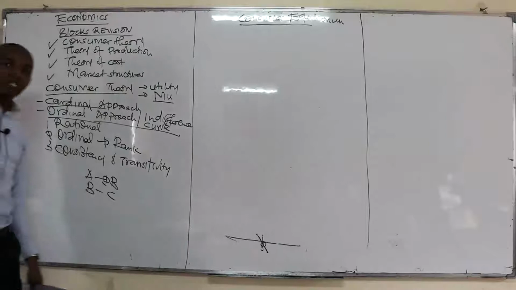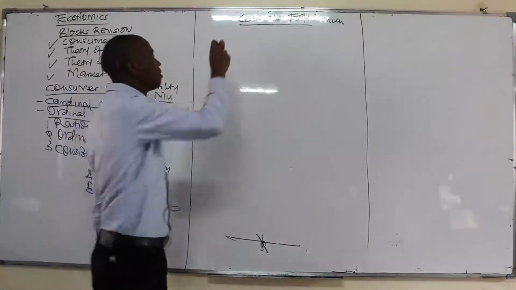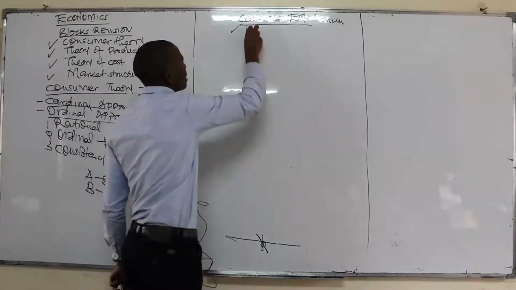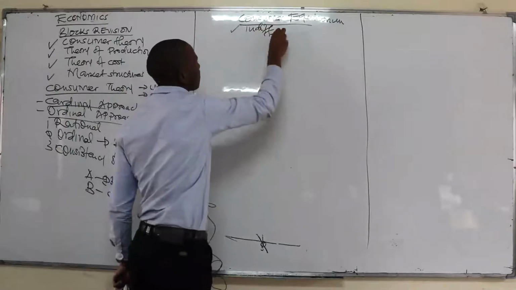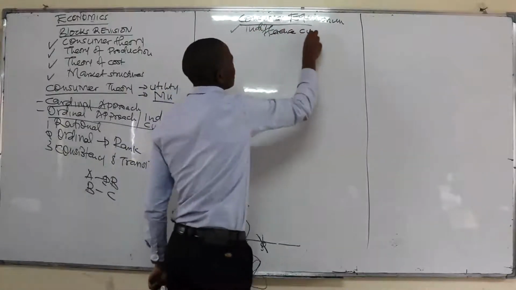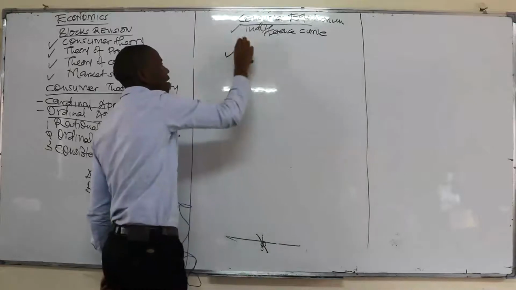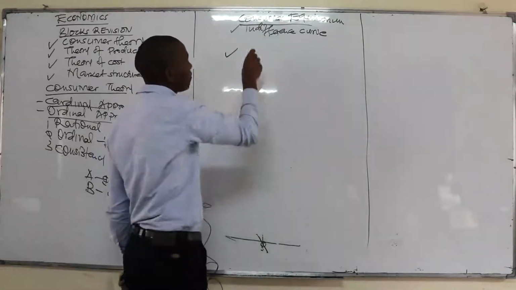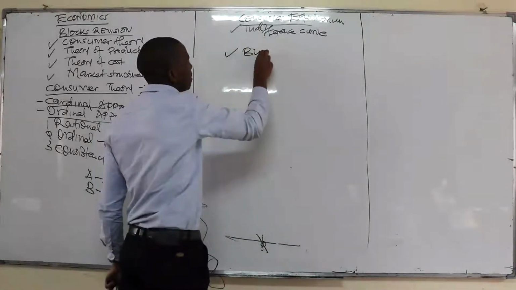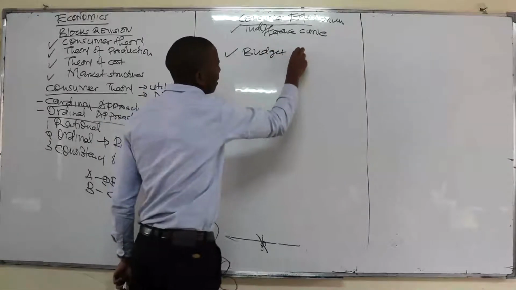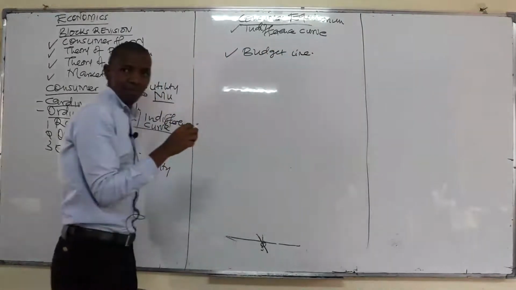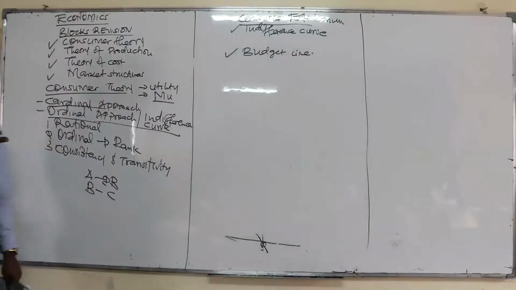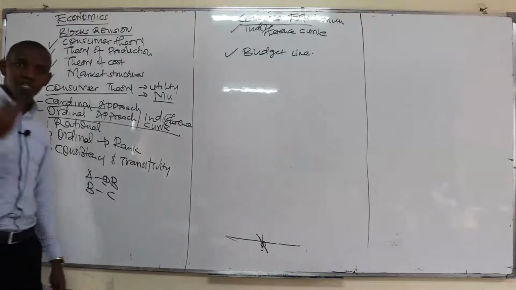Now, in this case, normally we use two approaches here. There is one for the indifference curve, and then there is the other one for what we call the budget line. And I want you to get this, because what we are talking about here is also what we are going to relate to what we call the theory of production.